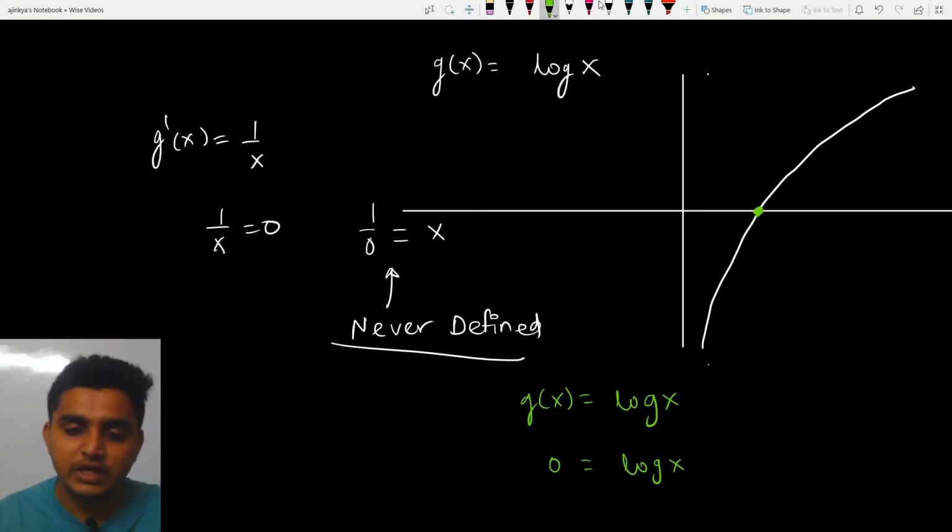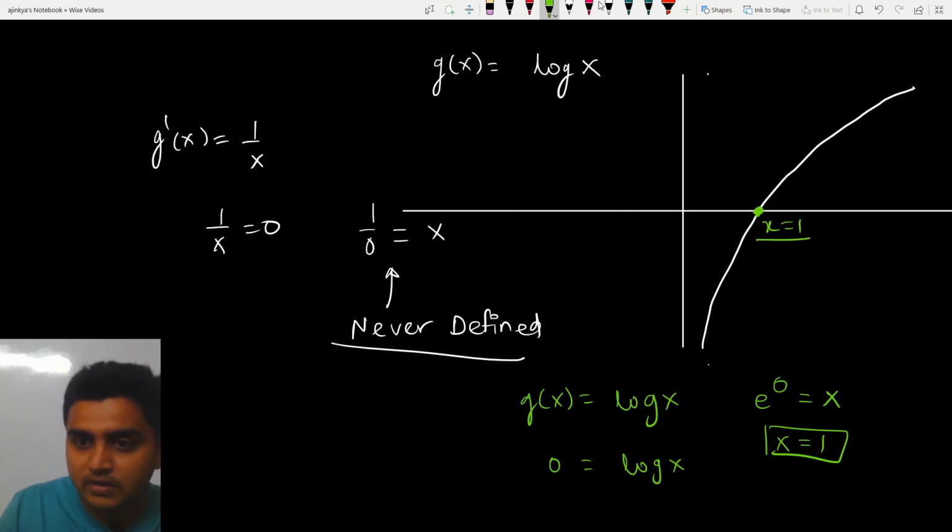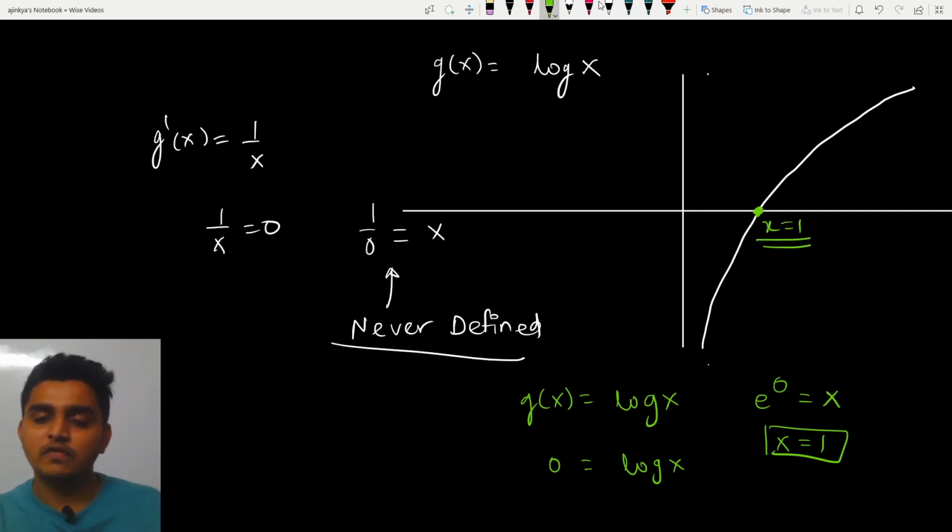How can we say that? If we just take the exponential or antilog of this 0, then we can see that e raised to 0 is going to be x. Anything raised to 0 is going to be 1. So x is equal to 1. So we can say that at x equals to 1, this function has the value of 0.